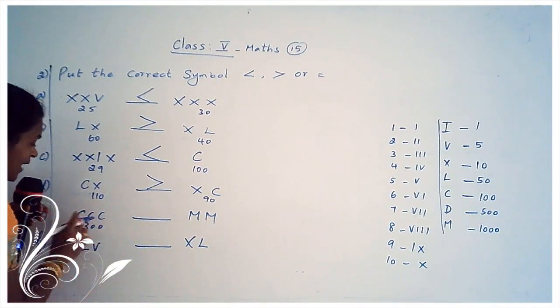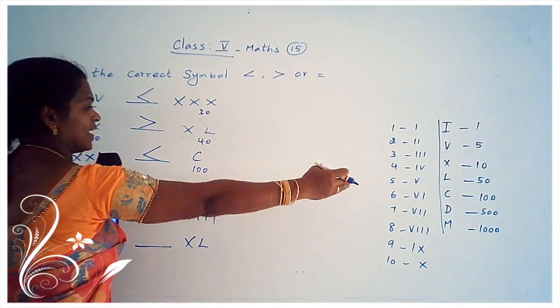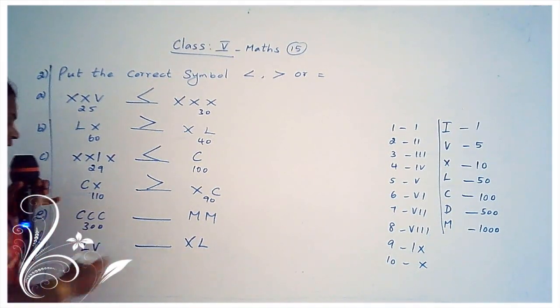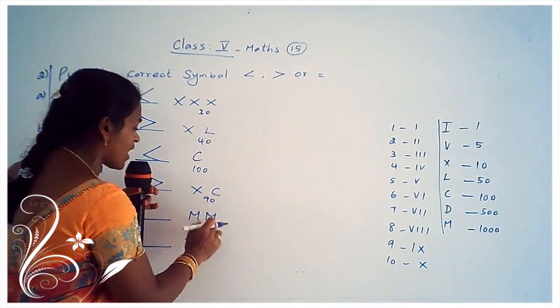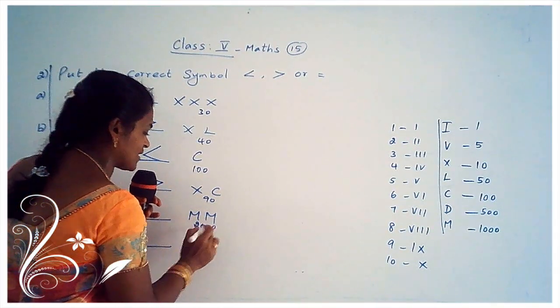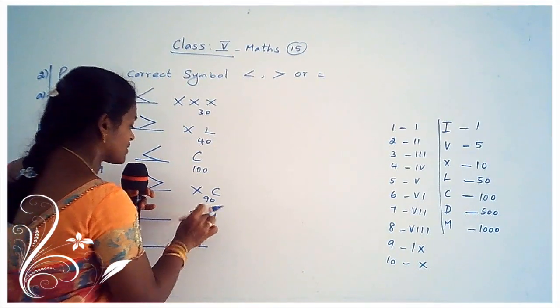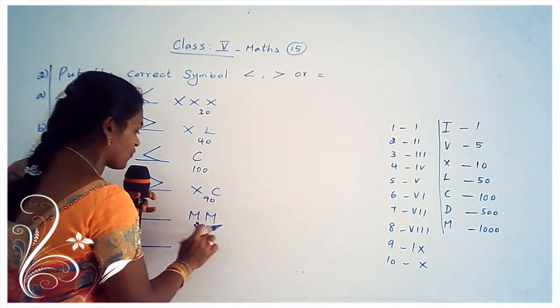300. Okay. Here C stands for 100, but here 3 times C's are there. So 100 plus 100 plus 100 is equal to 300. So CCC stands for 300. MM stands for 2000. Yes, children. M stands for 1000. Here 2 times M's are there. So MM stands for 2000.